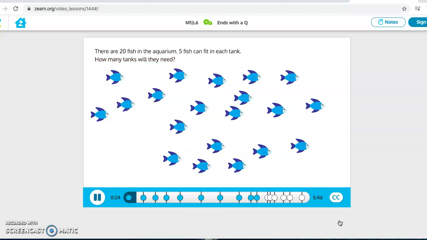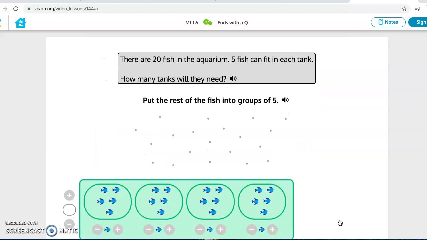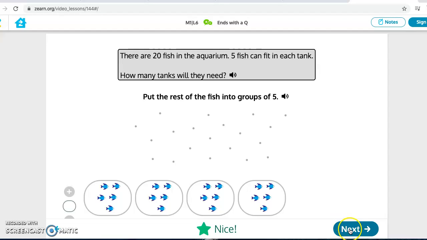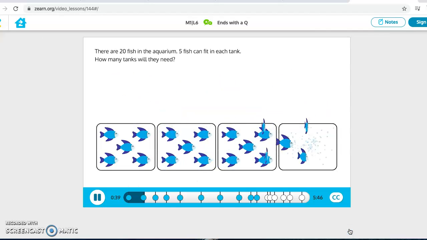You got it. Here is one tank. Let's start by putting 5 fish in this tank. Keep going. Put 5 fish in each tank until all fish are in a tank. I'll put 5 fish in each tank like this.